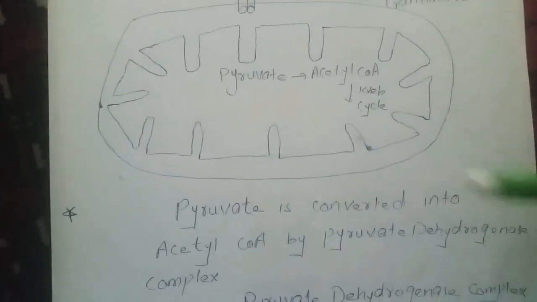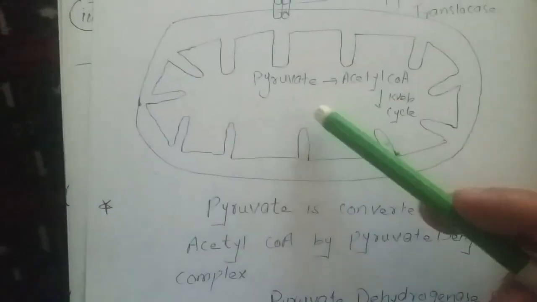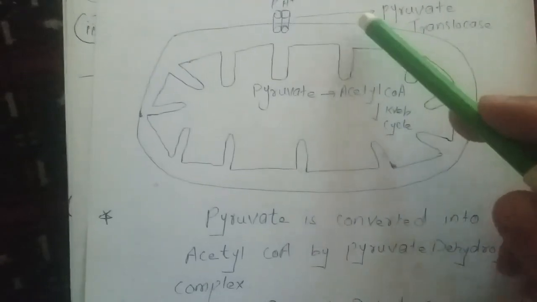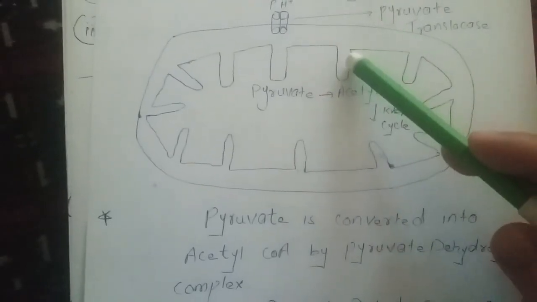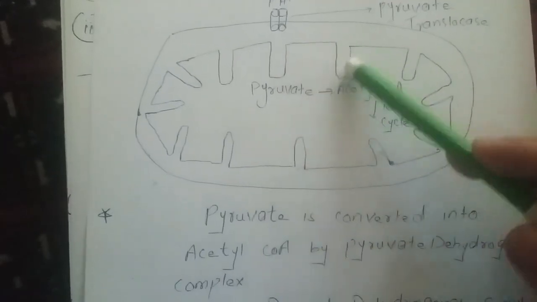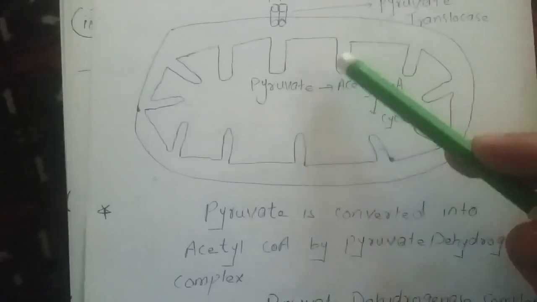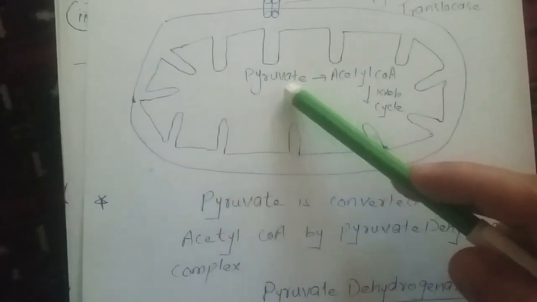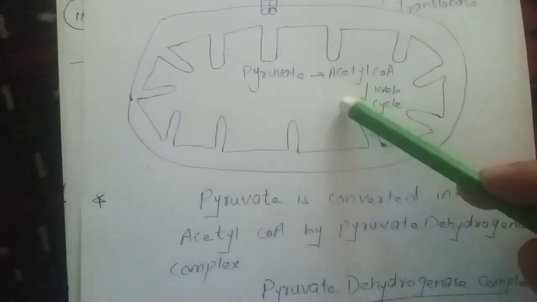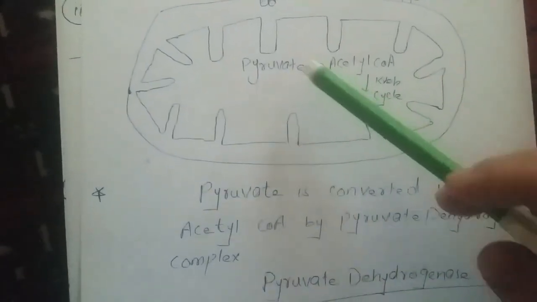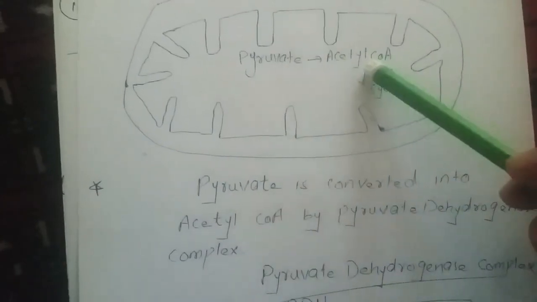Once pyruvate enters the mitochondrial matrix, this part is called the mitochondrial matrix. This is the outer membrane, this is the inner membrane. The inner membrane contains finger-like projections, which are called cristae. The electron transport chain will occur here, but the conversion of pyruvate to acetyl CoA and the Krebs cycle will occur inside the mitochondrial matrix. So how is pyruvate converted into acetyl CoA?